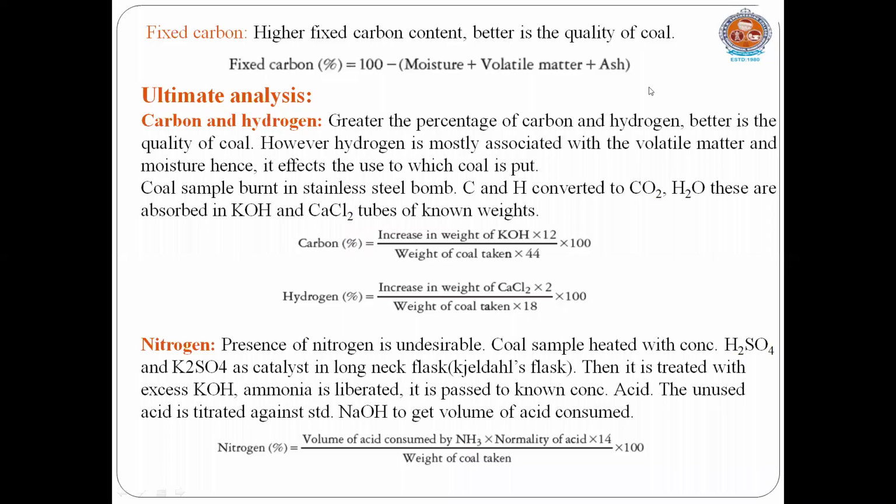Ultimate analysis. Ultimate analysis is also called elemental analysis or chemical analysis. Here we clearly find out the elements, the percentage of elements in a coal sample: percentage of carbon, hydrogen, nitrogen, sulfur, ash content, and finally percentage of oxygen. Elemental analysis takes place in the ultimate analysis.